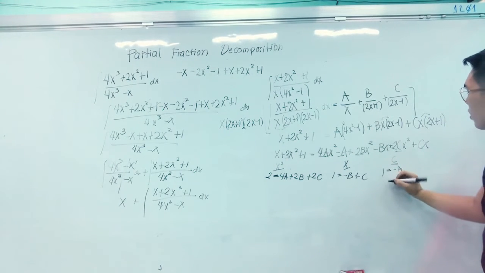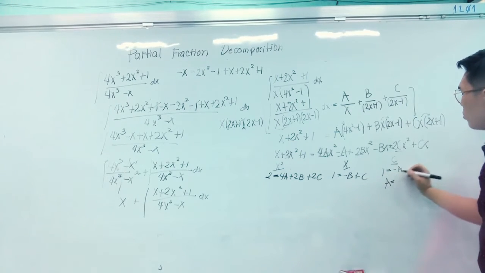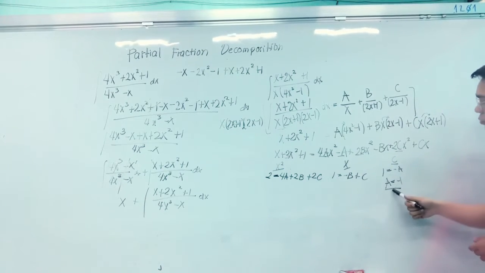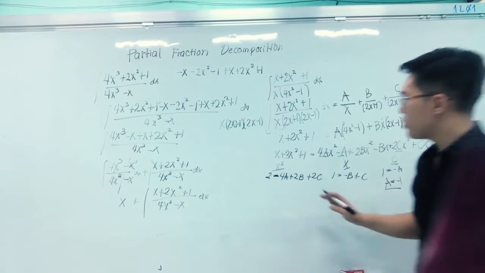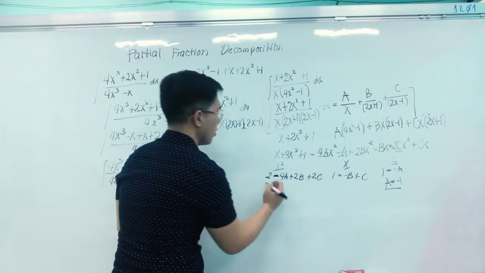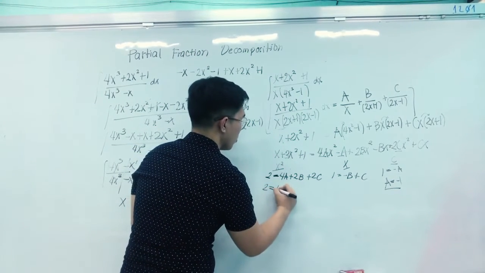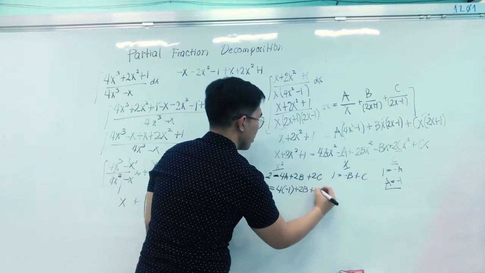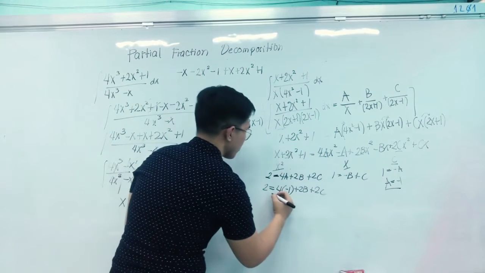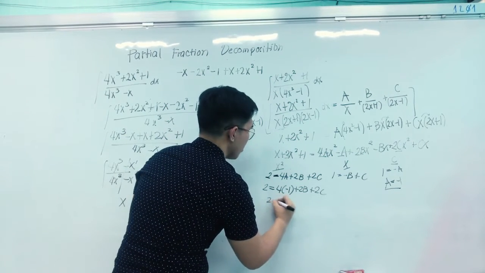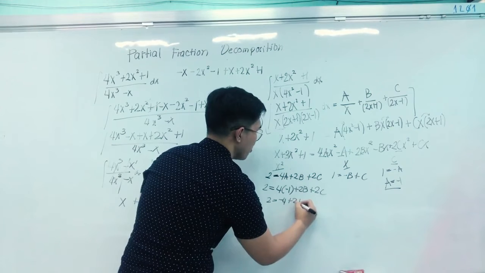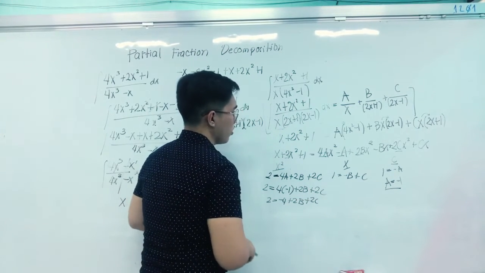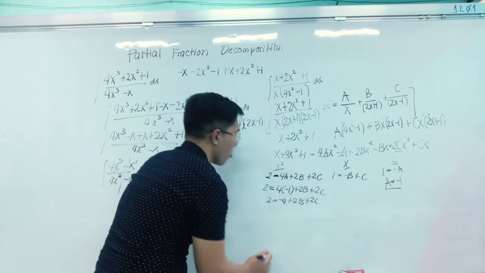Equating this part, leaving us with a will be equal to negative 1. And then, since we have the value of a, we can substitute it into our first equation. So 2 is equal to 4 times negative 1 plus 2b plus 2c. 2 is equal to negative 4 plus 2b plus 2c. So we can try to equate c in terms of b.